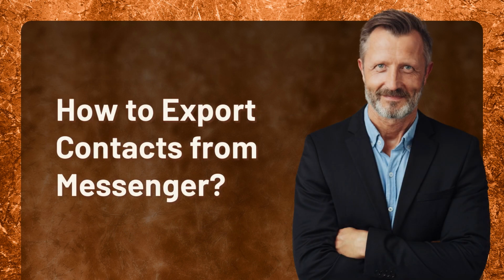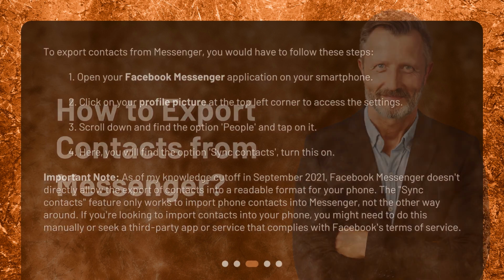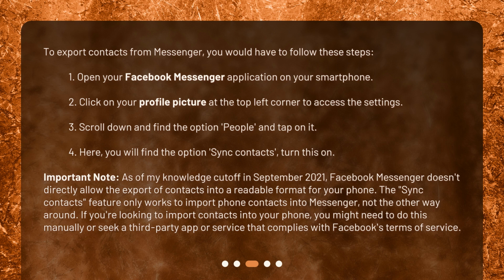How to export contacts from Messenger? To export contacts from Messenger, you would have to follow these steps. 1. Open your Facebook Messenger application on your smartphone. 2. Click on your profile picture at the top left corner to access the settings. 3. Scroll down and find the option, People, and tap on it. 4. Here, you will find the option, Sync Contacts, turn this on.